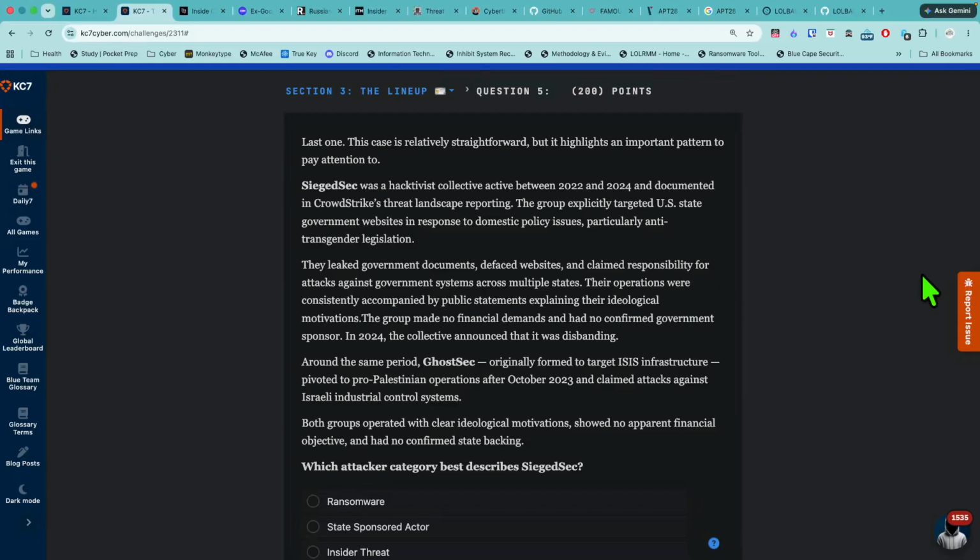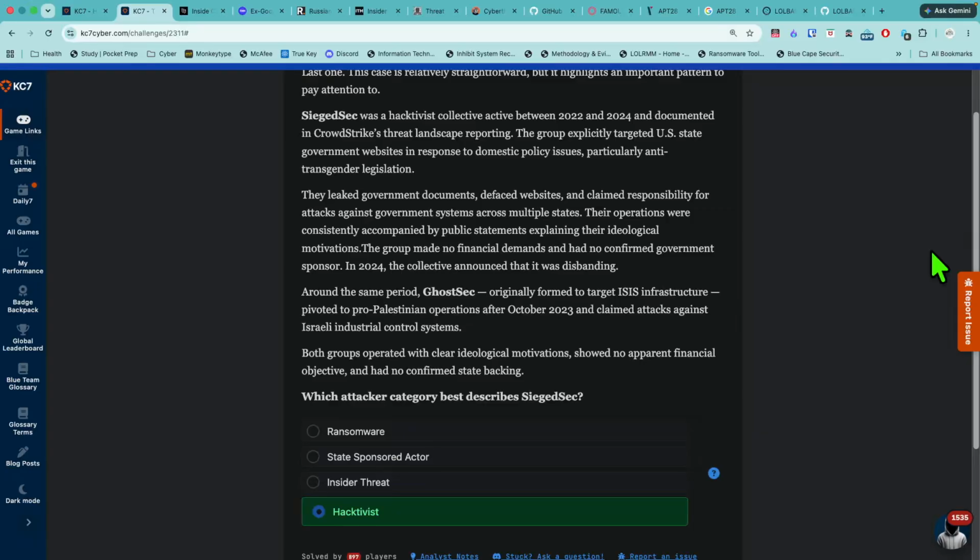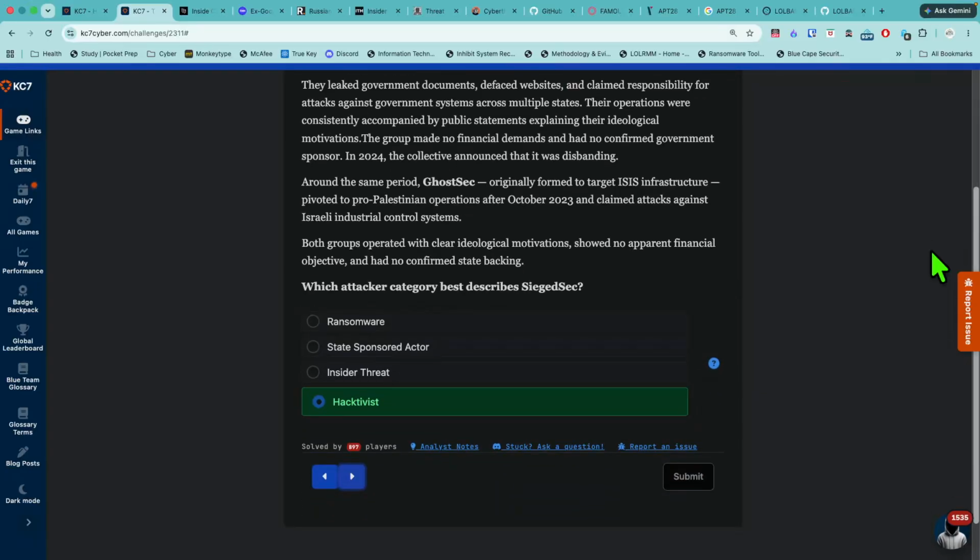Alright, question 5. Last one. This case is relatively straightforward, but it highlights an important pattern to pay attention to. SledgeSec was a hacktivist collective active between 2022 and 2024, and documented in CrowdStrike's threat landscape reporting. The group explicitly targeted U.S. state government websites in response to domestic policy issues, particularly anti-transgender legislation. They leaked government documents, defaced websites, and claimed responsibility for attacks against government systems across multiple states. Their operations were consistently accompanied by public statements explaining their ideology and motivations. The group made no financial demands and had no confirmed government sponsor. In 2024, the collective announced that it was disbanding.